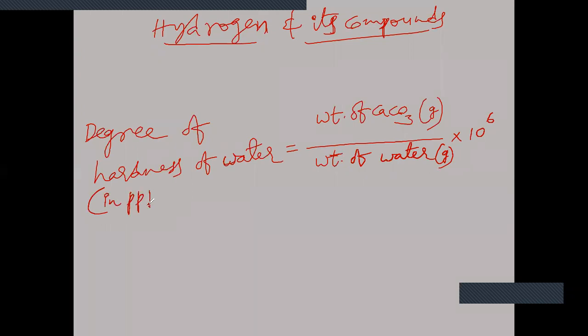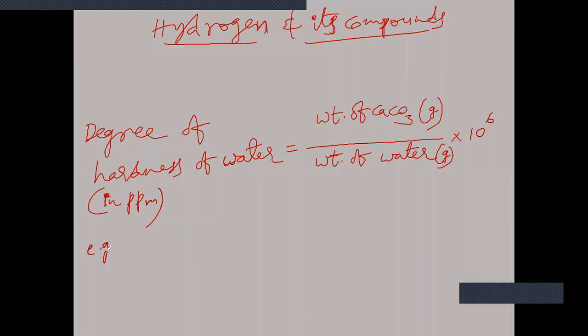ppm. ppm stands for what? Parts per million. So parts per million. Okay. 1 million is equal to how much? 10 power 6. So the degree of hardness of water can be calculated by using the formula: weight of calcium carbonate in grams upon weight of water into 10 power 6. That means in 10 power 6 parts of water, in 1 million parts of water, how many grams of calcium carbonate is present is known as the degree of hardness.